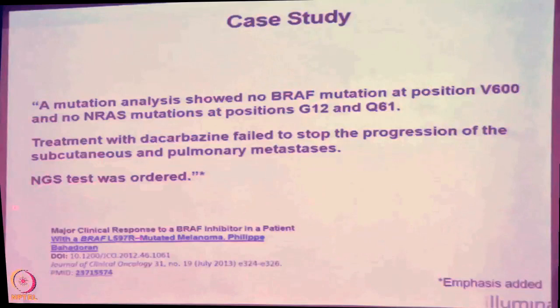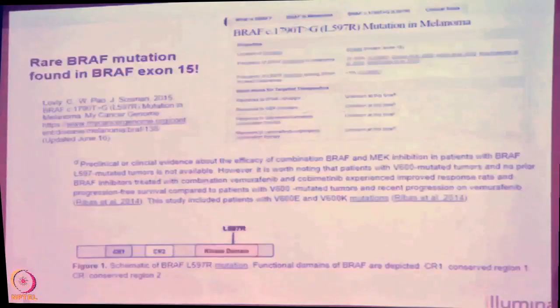Then at the end, an NGS test was ordered, right? And they found a very novel mutation. It's a different mutation on the BRAF gene. This is the kinase domain, and this is the mutation type. It's a totally different mutation, right?